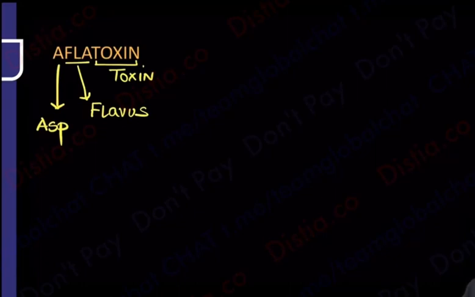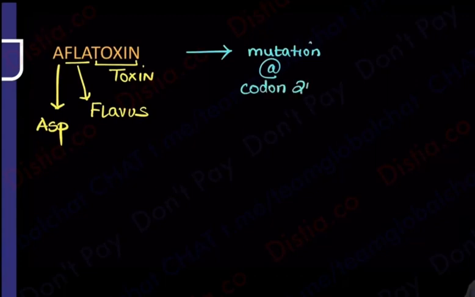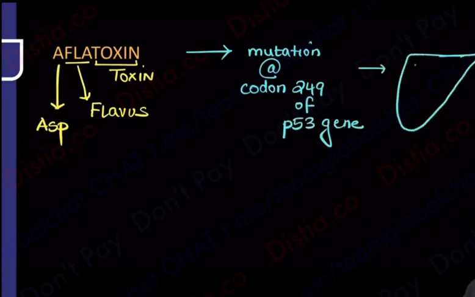And you know what this toxin does? This toxin can enter into our body and cause a mutation. It can cause a mutation at codon 249 of the P53 gene. What will happen because of that? Because of this, the patient can land up with hepatocellular carcinoma. So yes, aflatoxin has been linked with HCC.